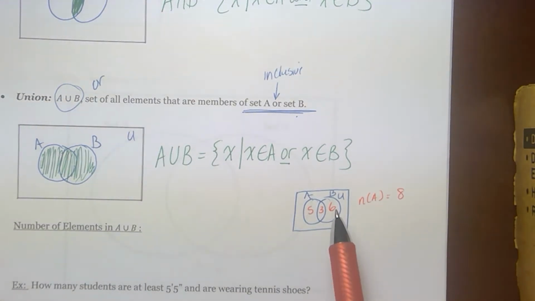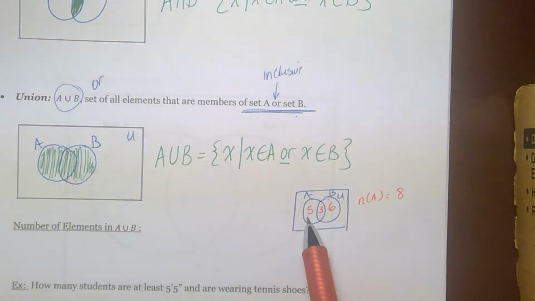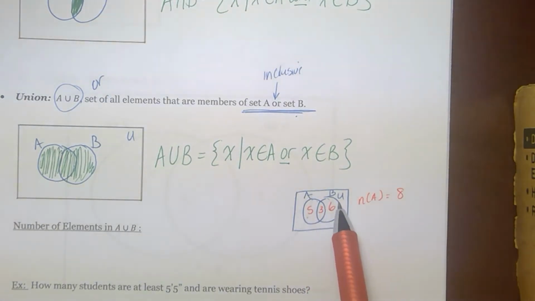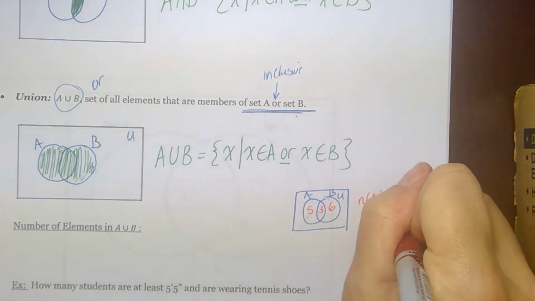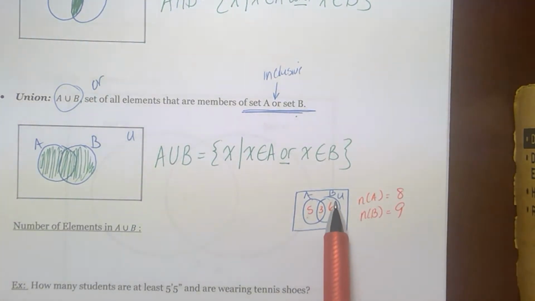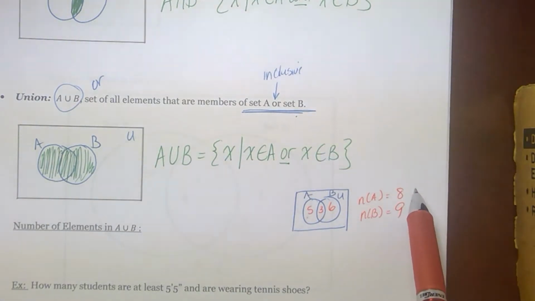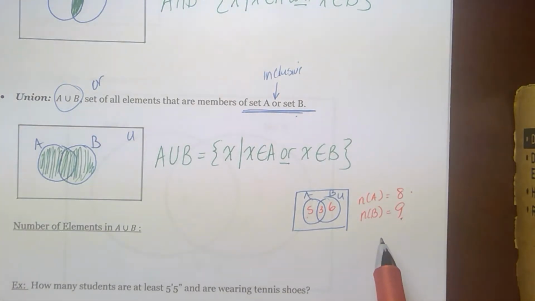Maybe that's 8 people. We've got 5 people who just wear glasses, 6 people who are wearing tennis shoes, and 3 people who have on glasses and tennis shoes. So we have a total of 8 people wearing glasses. How many people do we have wearing tennis shoes? Well, we've got 9. Total of 9 people wearing tennis shoes. But 3 of those people are counted here and here. We don't want to really count them twice.